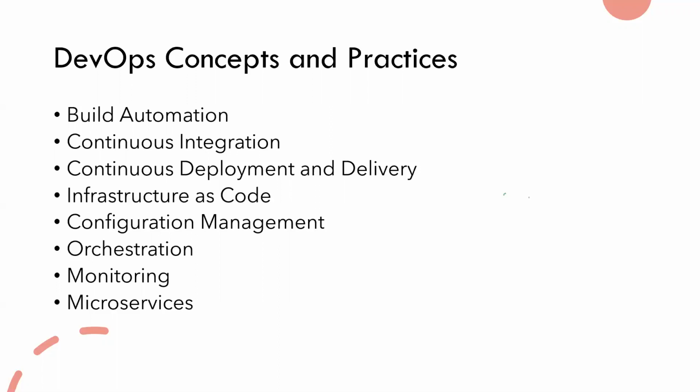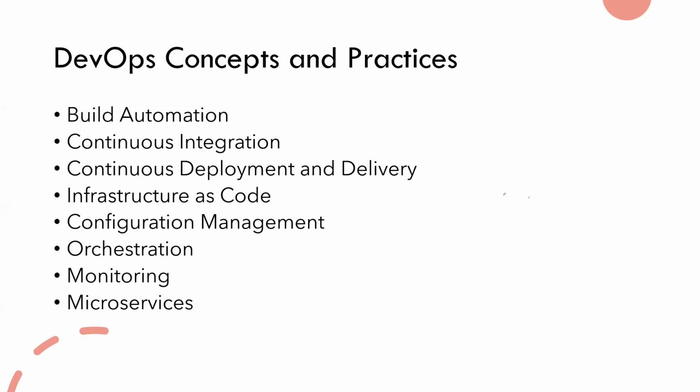Now infrastructure as code is how you manage your servers, instances, and environments through code and automation. For this we will be using Chef, Puppet, or Ansible. In fact, we can use Terraform also for this.